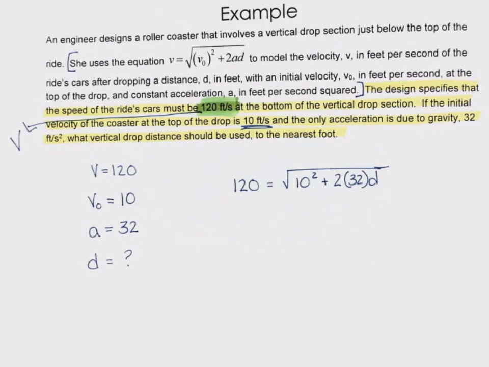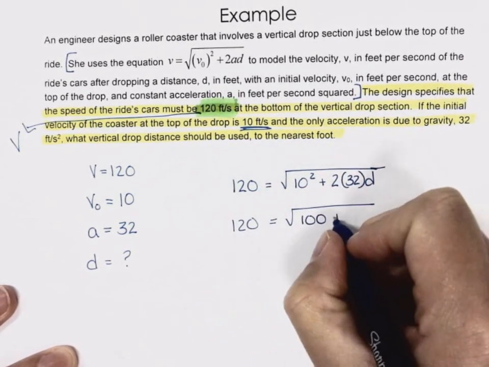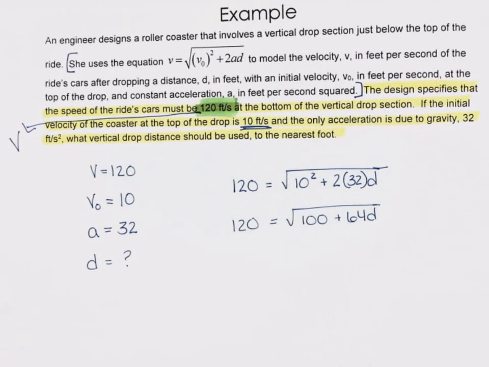Okay. Did you substitute it in? Can you add 100 to 64d? Nope. You cannot add that 100 and that 64d. One has a variable, one is a constant. You can't combine those two. So step 1, isolate the radical. Step 2, square both sides.